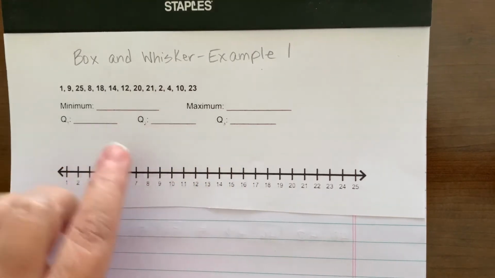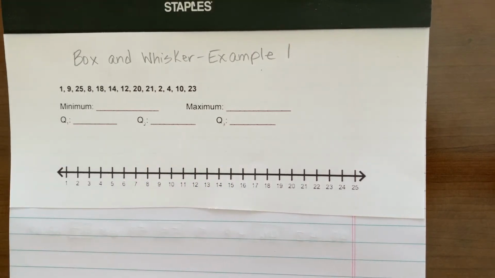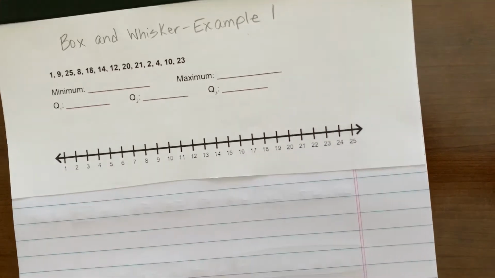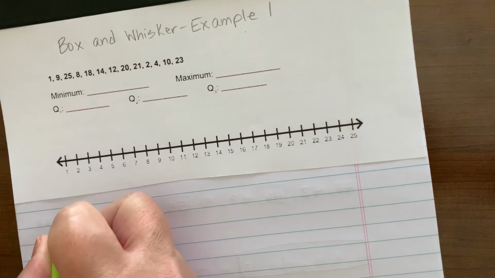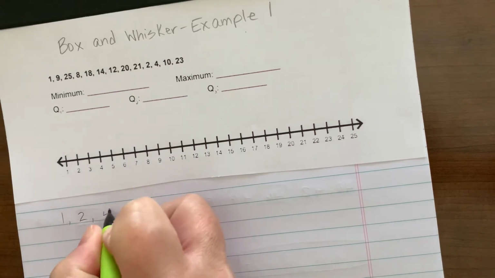My first set of steps is going to be like it always is when I'm finding my 5-number summary, which is to find the minimum, the maximum, and my 3 quartiles. So my first job always with these is to put them in order from least to greatest. So let me do that quick down here.